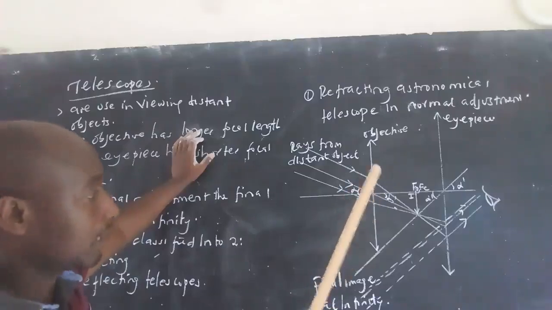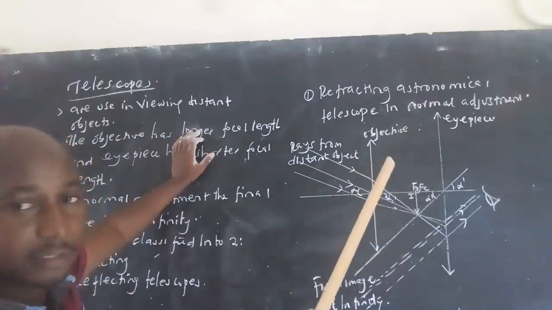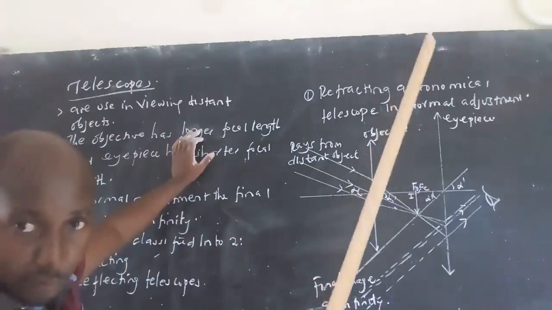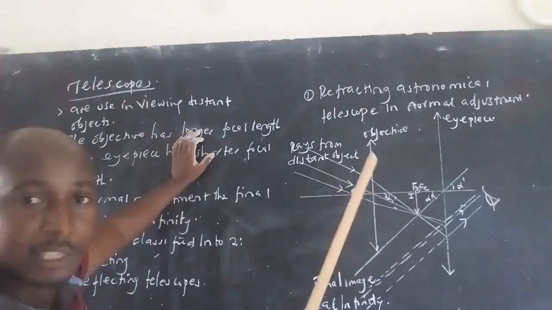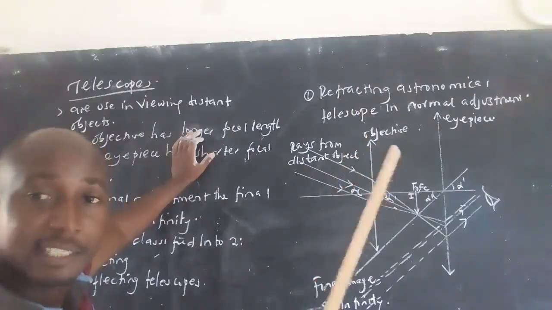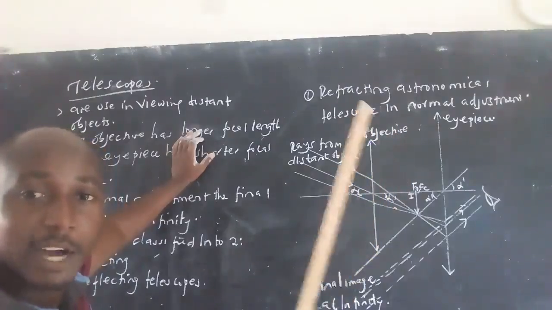Then, next point, the eyepiece is moved in and out, because the tube is moved in and out, until the image is formed at infinity. So when the image is formed at infinity, you are not seeing it using your eyes.